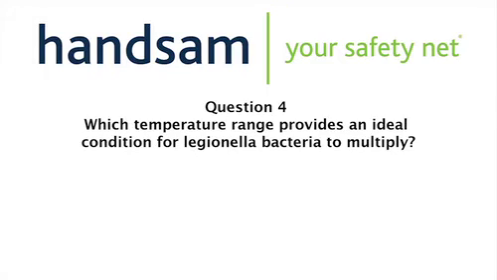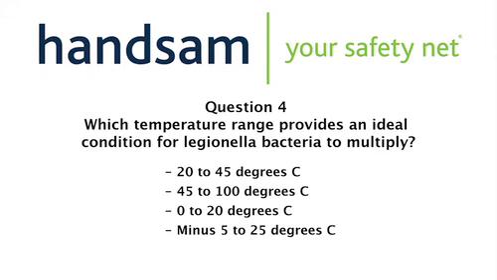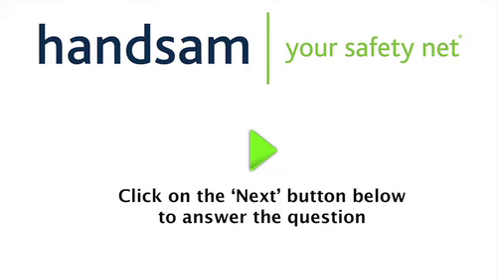Question 4. Which temperature range provides an ideal condition for Legionella bacteria to multiply? 20 to 45 degrees C, 45 to 100 degrees C, 0 to 20 degrees C, -5 to 25 degrees C. Click on the Next button below to answer the question.